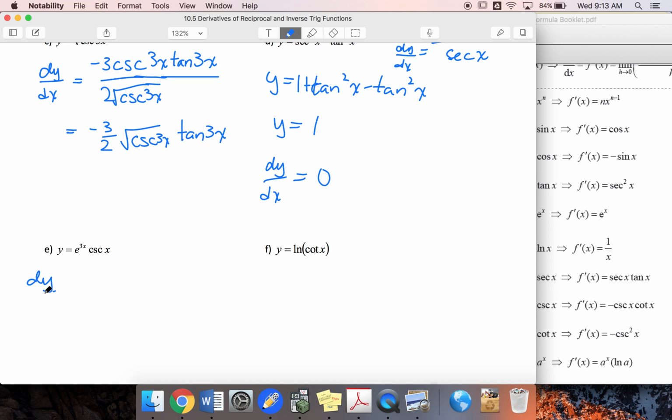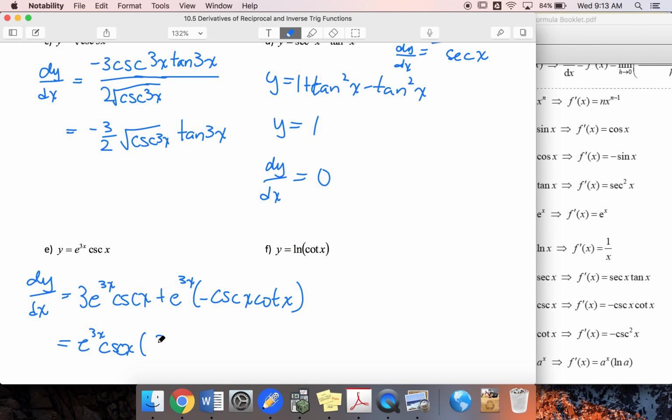All right, now we're combining exponents and our inverse or reciprocal trig functions. So using product rule, derivative of this is going to be 3e to the 3x cosecant x plus e to the 3x, and now derivative of cosecant was negative cosecant cotangent. So I will factor. So e to the 3x cosecant of x, that's going to give me 3 minus cotan of x.